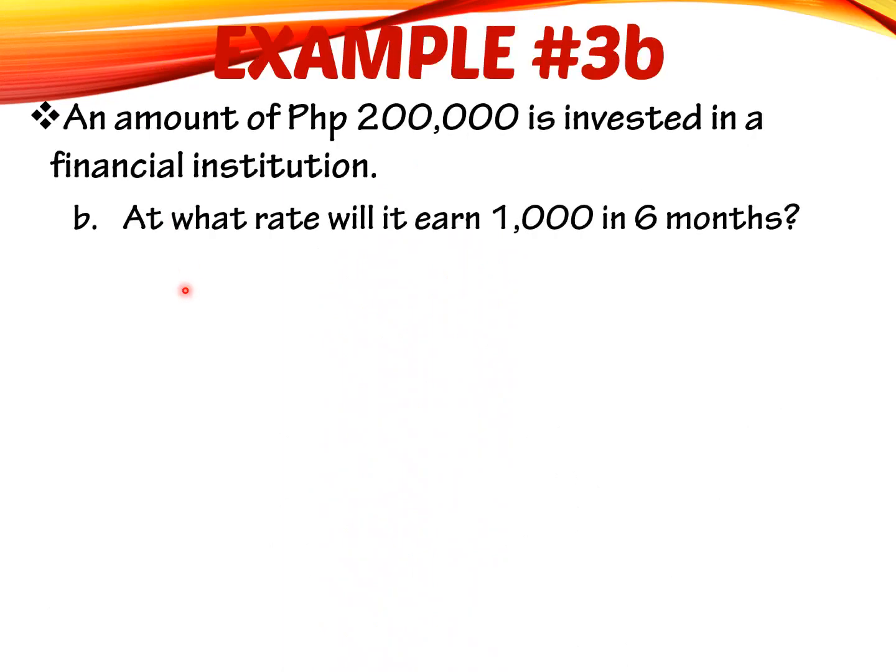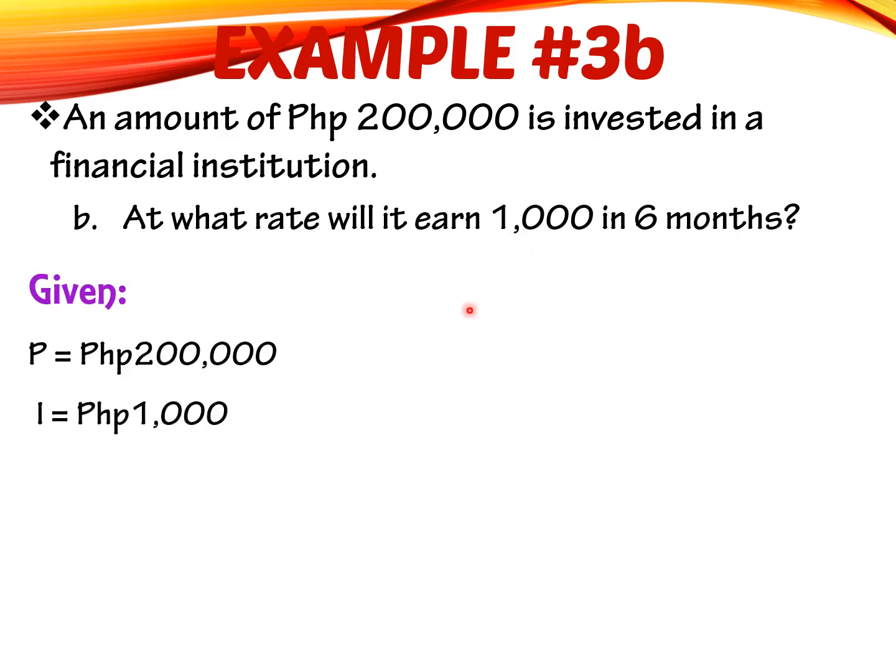Okay, for letter B, you have the same amount of investment, which is 200,000, but you are asked to find at what rate will it earn 1,000 pesos in 6 months. So again, our given is 200,000 for the principal. This time, the interest again is 1,000 and the time is 6 months. We have to convert it in years. So 6 months divided by 12, that will give you half a year. Okay, so remember that your time should always be in years.